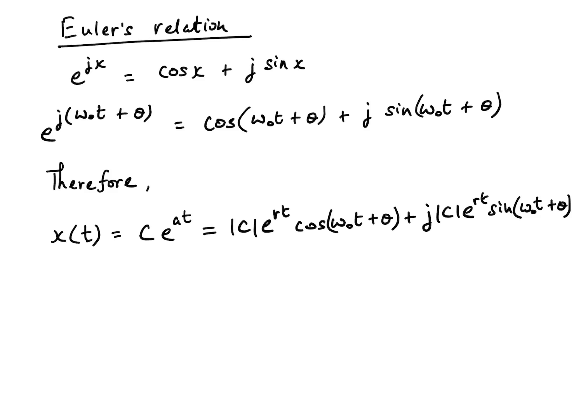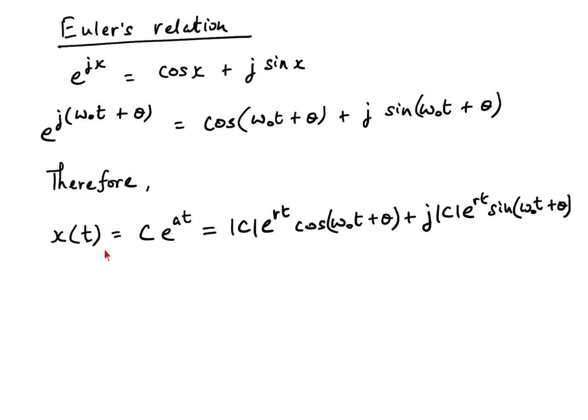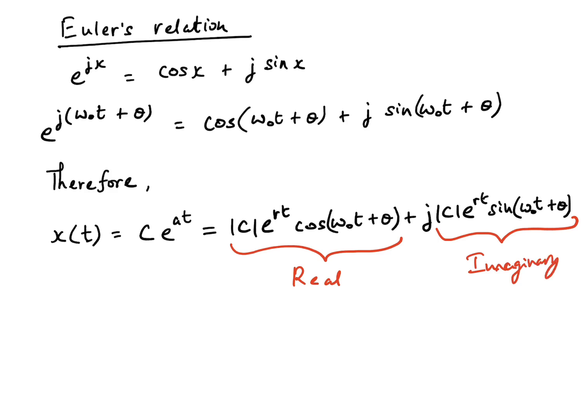Now we will see that, because this x of t, when c and a are chosen as complex numbers, the x of t that we get is indeed a complex number, which has a real part and an imaginary part. That's the real part, and the part which is with the j is the imaginary part. So x of t is indeed a complex signal, what is called a complex exponential signal, which we have represented in the rectangular form.